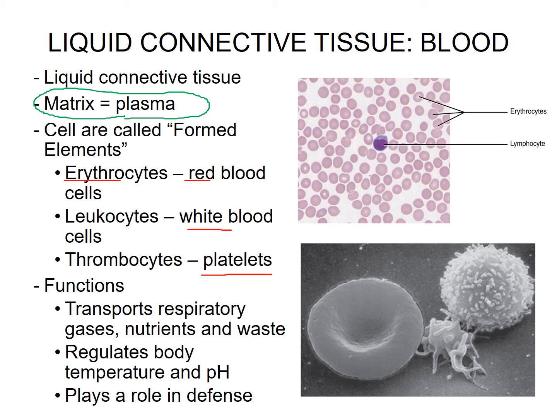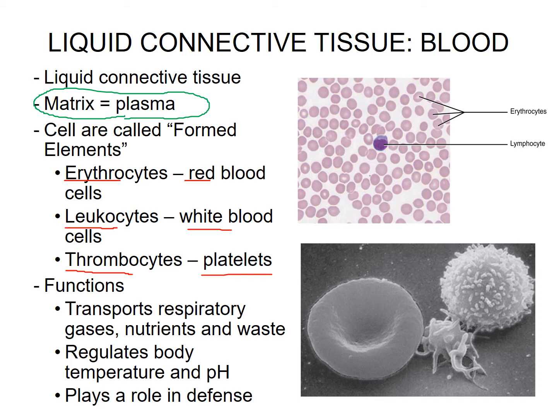The prefix leuko in Greek means white. So this is your white blood cell. And then the prefix thrombo means to clot. So thrombocyte is a clotting cell, or clot cell. So those are called your platelets. So please make sure you know those proper terms for these cells.